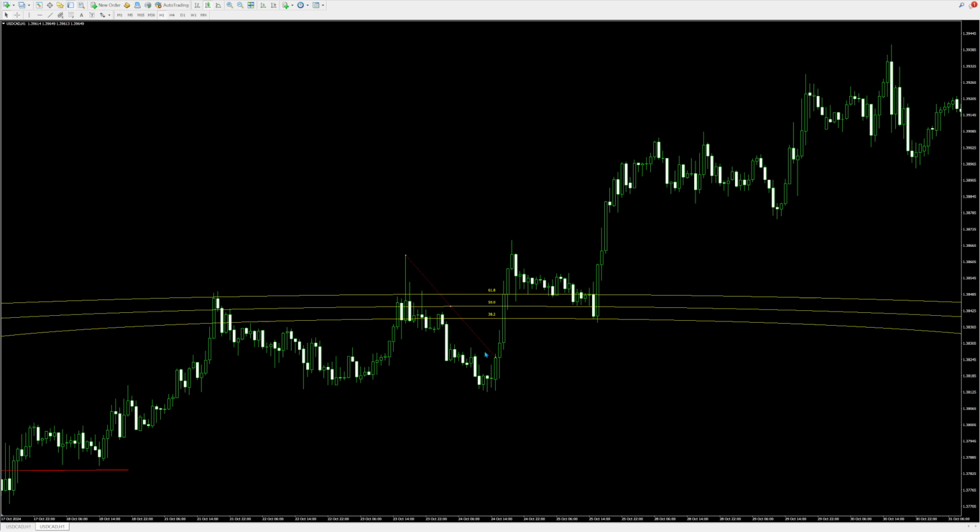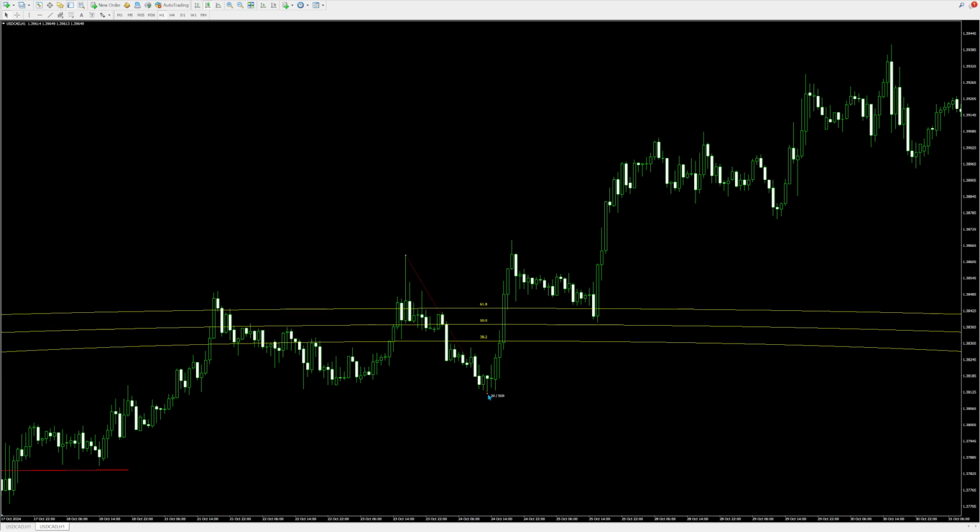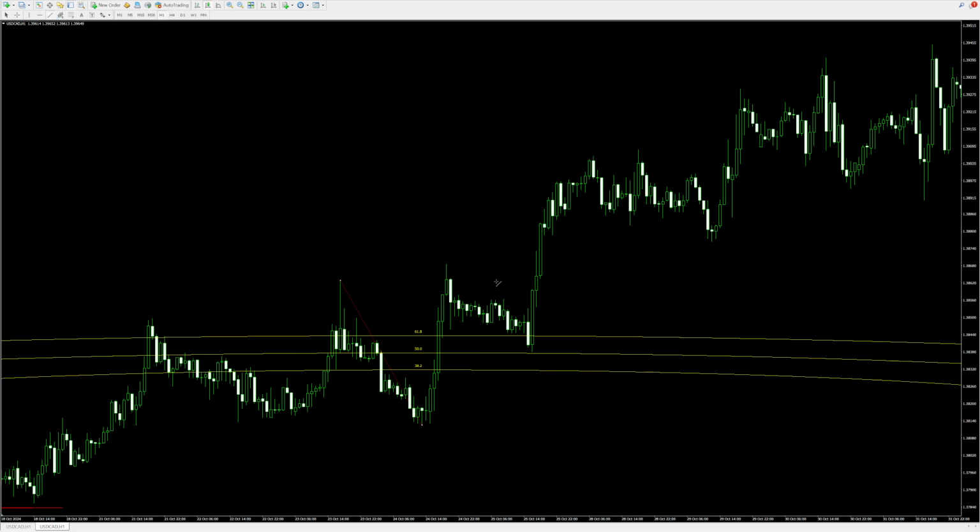The only problem is we had this big deep pullback here. And again, we get another opportunity along here. So breakout of the 38, the 50, and the 61. If you were waiting for a pullback, you would have missed out on these two, but you perhaps on 61 could have got in on the pullback around here, which is perhaps the more conservative trade, but you also could have just drawn your resistance level there.